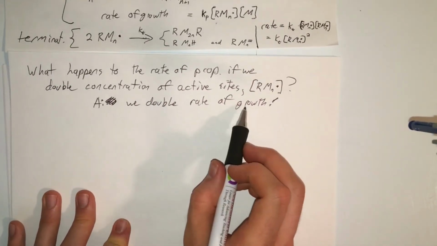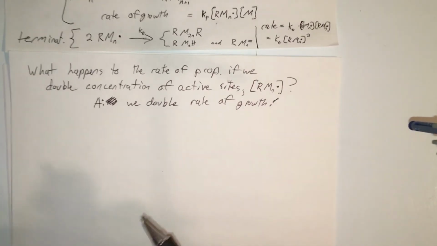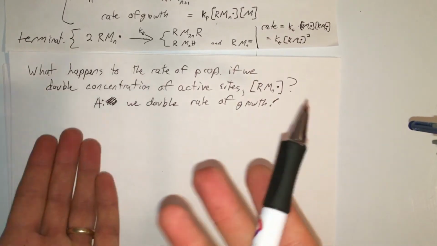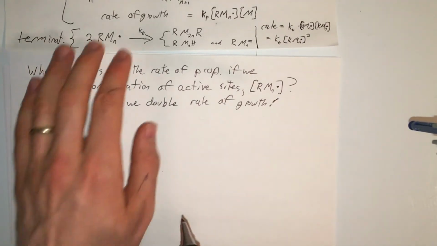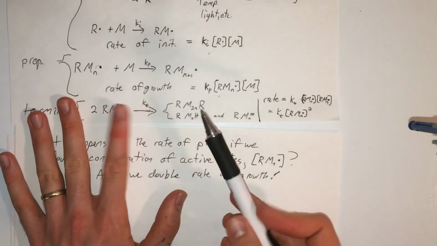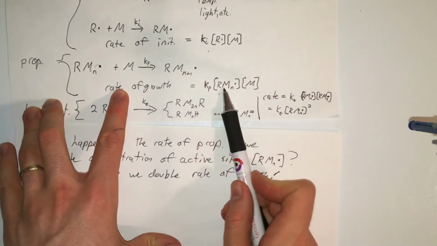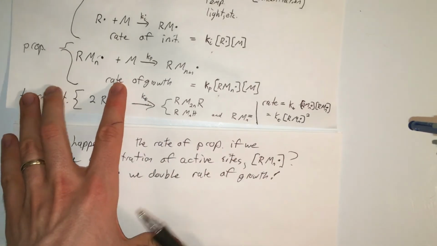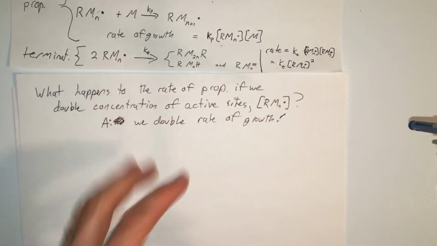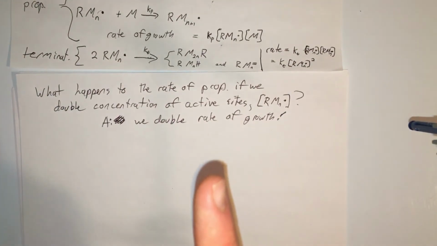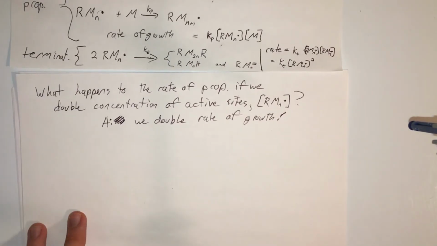You know, if growth is fast, then we'll get longer chains, right? Well, let's think. Here's our equation for rate of growth. If we double this number, then we'll end up doubling our rate of growth. So that's good, but there's a catch. So we'll think about that in just a second.